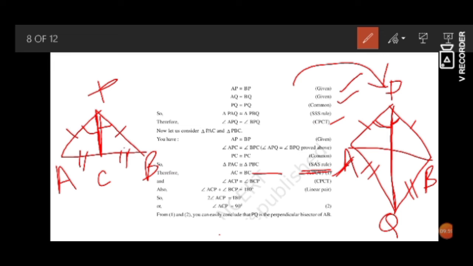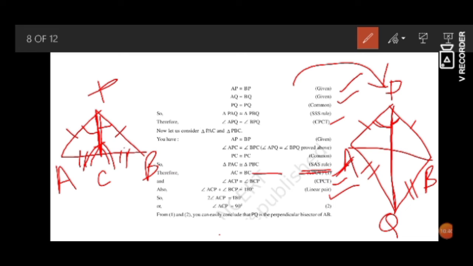Now we need to prove that the angle PCA is 90 degrees. From the congruency also we can say these two angles are equal by CPCT. Angle ACP and angle BCP are equal by CPCT. Now when we add these two, it is 180 by linear pair. Linear pair means the angles lie in a straight line.